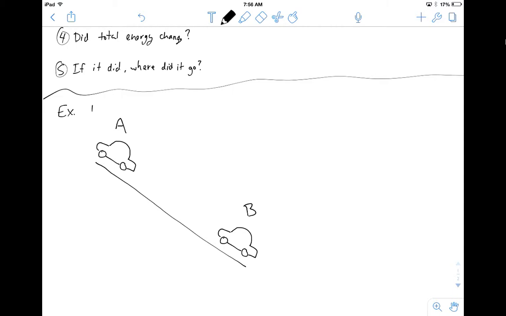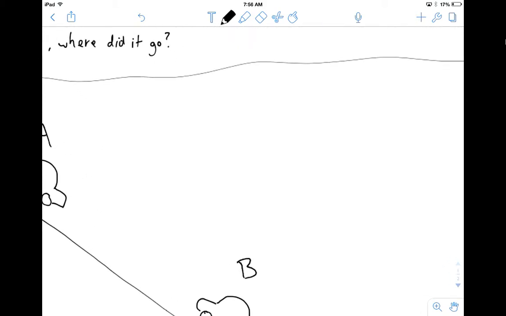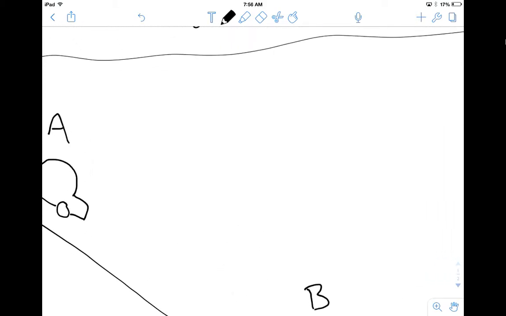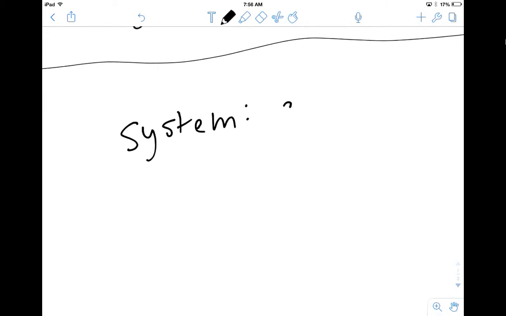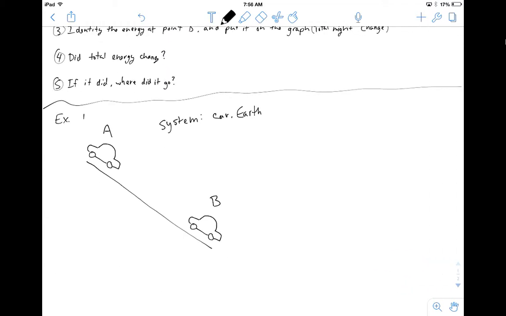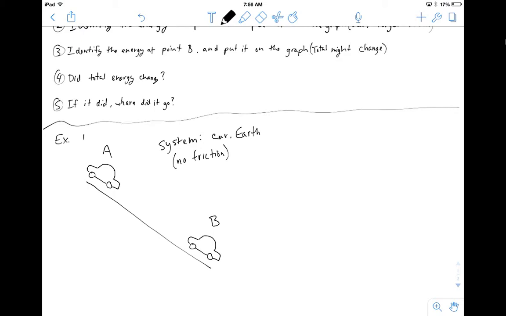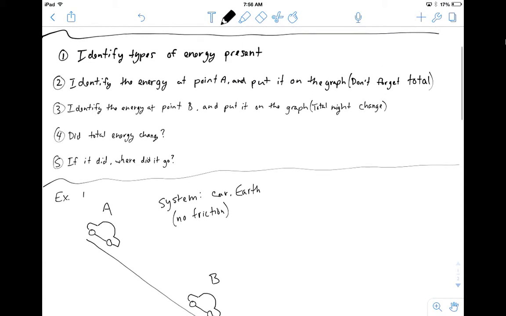Okay, now I'm also going to define our system. So we'll do this problem for this system, and we'll do it for a different definition of the system. So if my system includes the car and the earth, and I'm going to ignore friction for this one, so we'll do no friction. So if my system includes the car and the earth, I'm going to follow my steps.